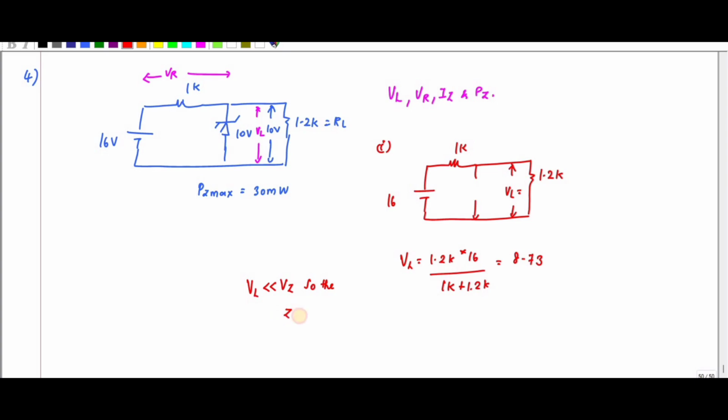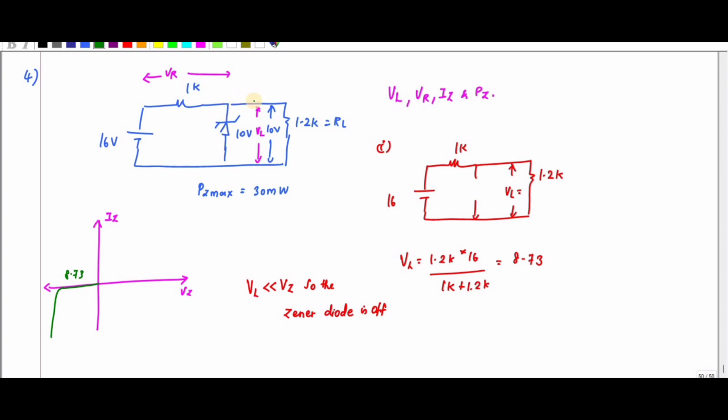So the Zener diode is off. Okay. So if that is the case, if I plot the values with respect to IZ and VZ, I will get this value as VL, 8.73, this point, and after that it goes in this direction, okay.